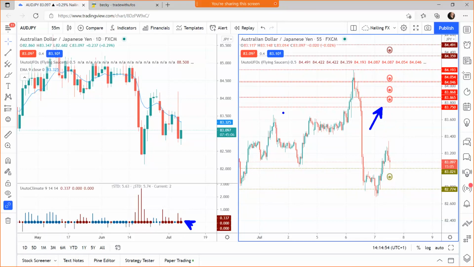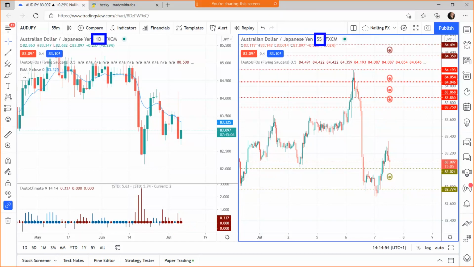So for us, we've got our auto climate, we've got our auto UFOs. We now want to add an element here with our EMA on the bigger time frame. So you might notice as well, by the way, we have a daily chart here on the left-hand side and a 55-minute chart here on the right-hand side.